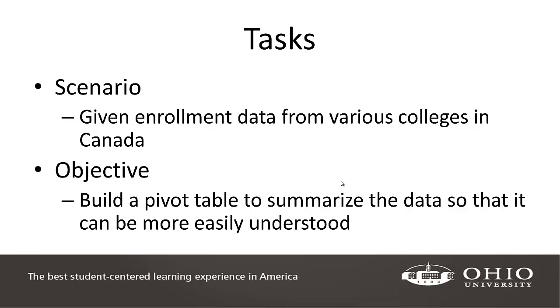For this learning activity, we have a data set that represents enrollment figures for various colleges in Canada. So we would like to build a pivot table to summarize this data so it's more easily understood. And of course, that's a little bit vague, but I think you'll see through the activity that the process of generating these pivot charts is more or less trial and error, and more or less dependent upon what you think is actually a better way to format the data. So I'll explore several of those options. Let's go ahead and begin by opening up the file.